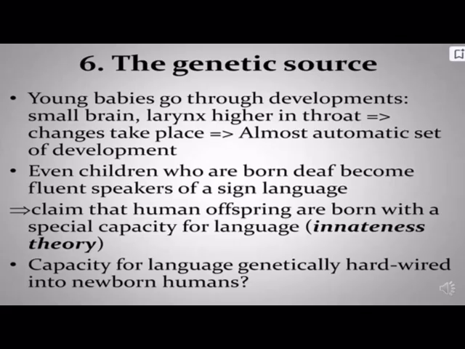Then, coming back to the point, claim that human offspring are born with a special capacity of the brain. Obviously, when the baby is born, the baby has basically his own genes, which are inherited from his or her parents, right? So the capacity of language is already stored in his or her brain, right? So this is the innateness theory.